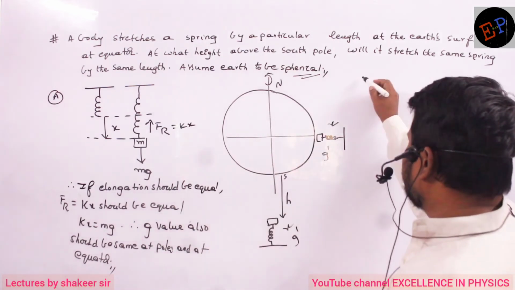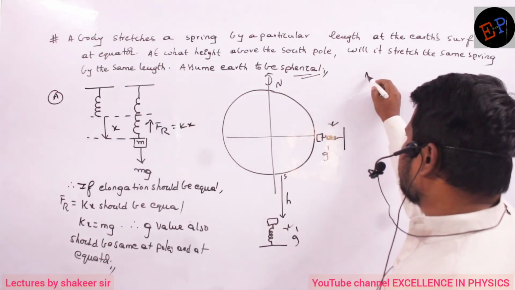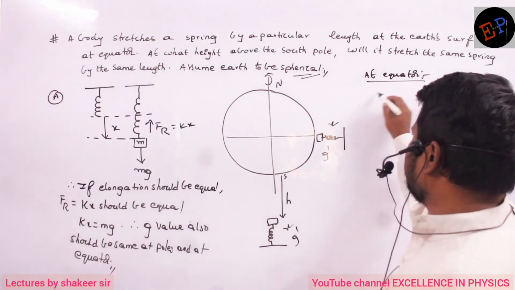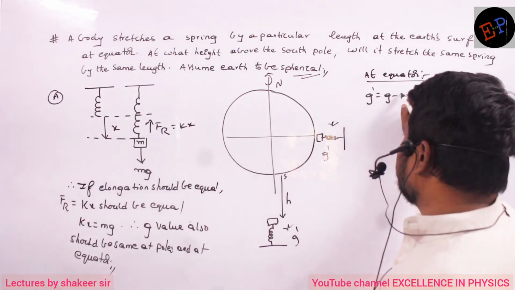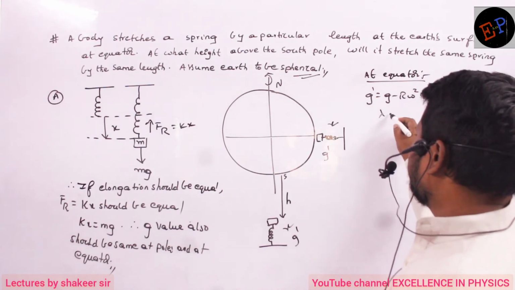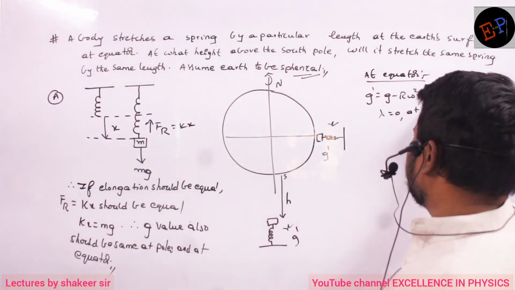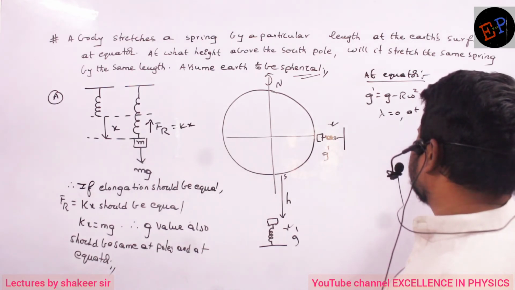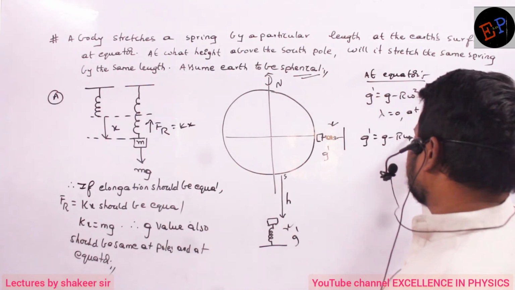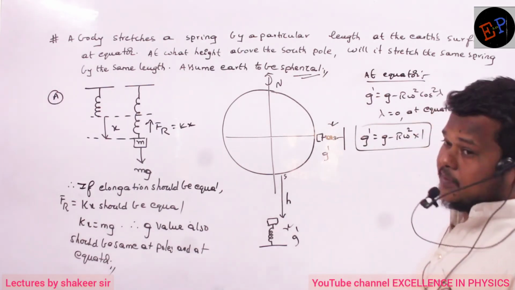Okay, so first of all I will write at equator. So at equator, what is the g value? g dash is equal to g minus r omega square cos square lambda. Lambda value is 0 degrees at the equator. So substitute: g dash is equal to g minus r omega square multiplied by 1. So this is the g value at the equator.